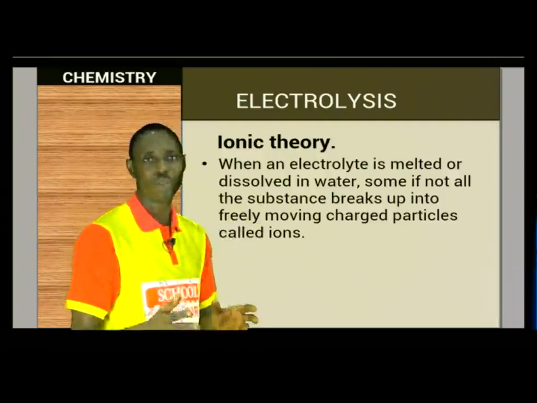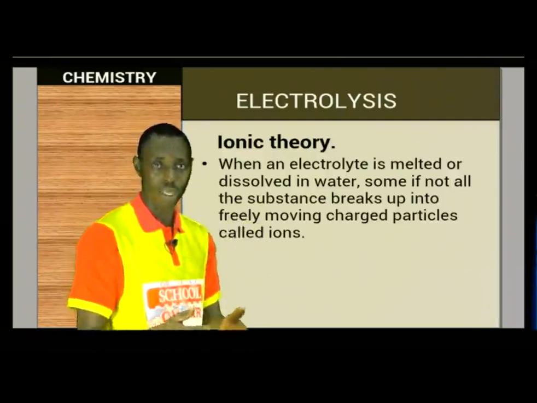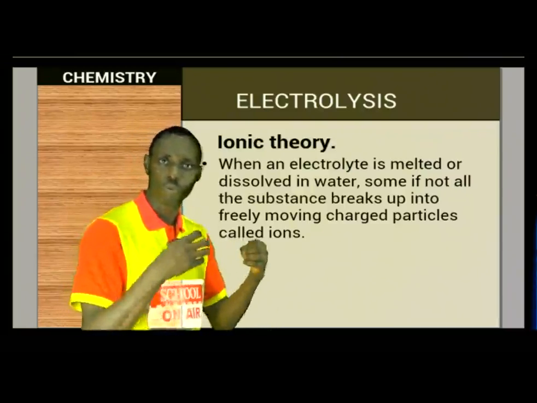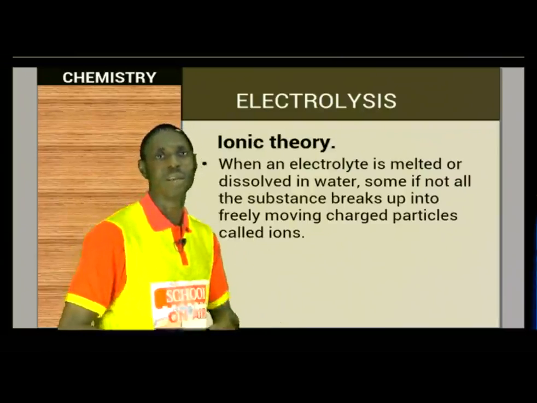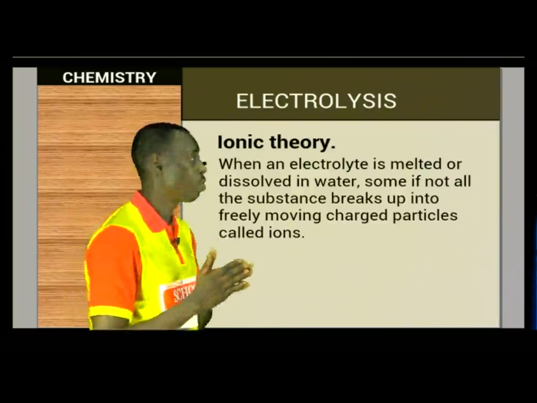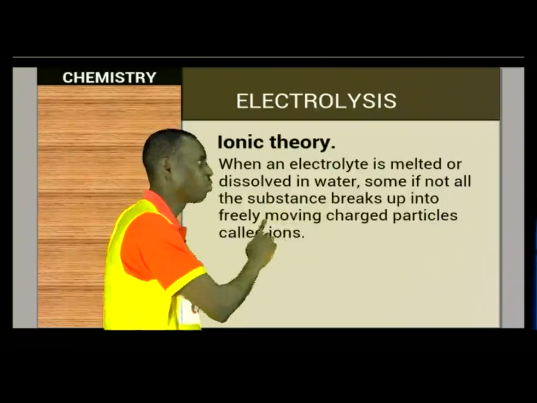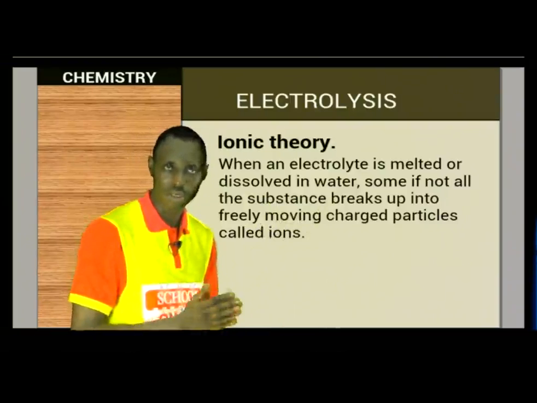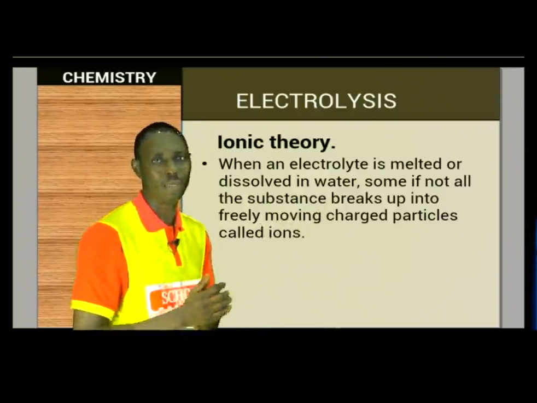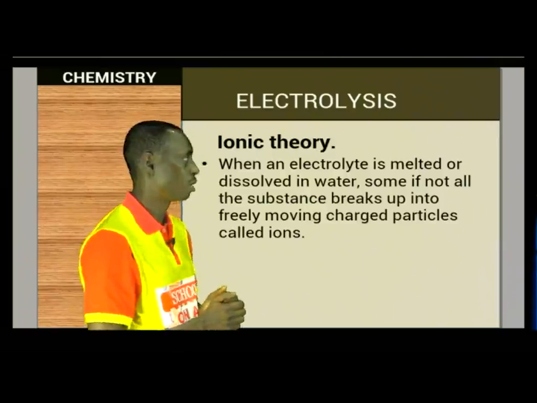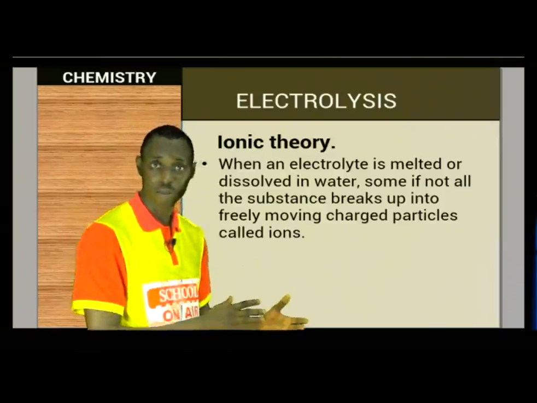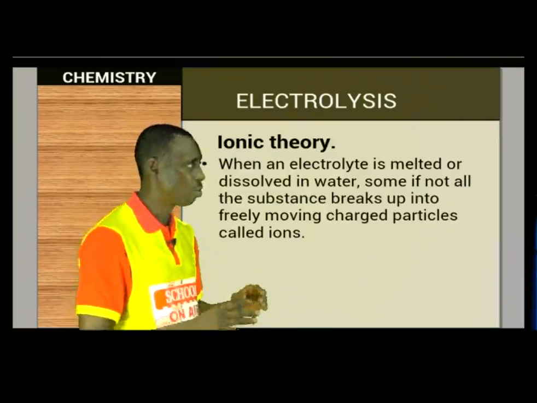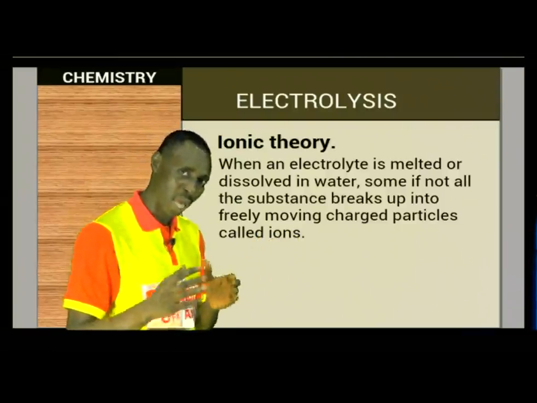So for example, when you dissolve common salt, which is sodium chloride, in a beaker of water, it will break down to form two kinds of ions, sodium ions as well as chloride ions. That's exactly what we mean by the fact that it will break up into freely moving charged particles. The sodium ion is positive because it comes from a metal, and the chloride ion is a negatively charged ion because it comes from a non-metal. So we have two ions now: the positive ions and the negative ions, and this is very important. But we can only achieve this because we have what we call electrolytic cells.